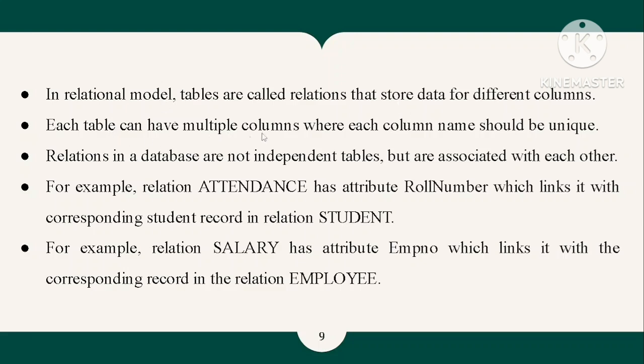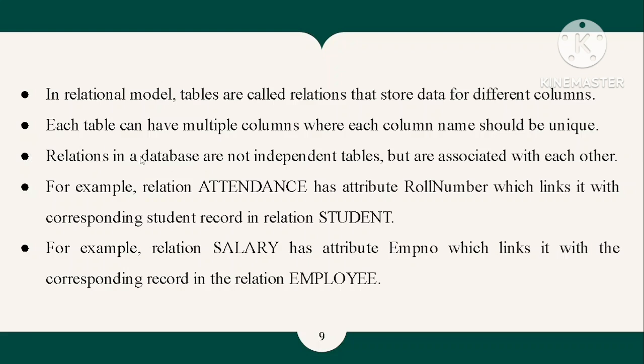Every table can have multiple columns. Each column name should be unique. You will not have two serial numbers, right? Two names will not be there. Maybe you will have exercise name, a topic name differently, right? But not the same name. Relations are not independent tables. They are associated with each other. What do you mean by that? The tables, that is the relations, are related to each other.